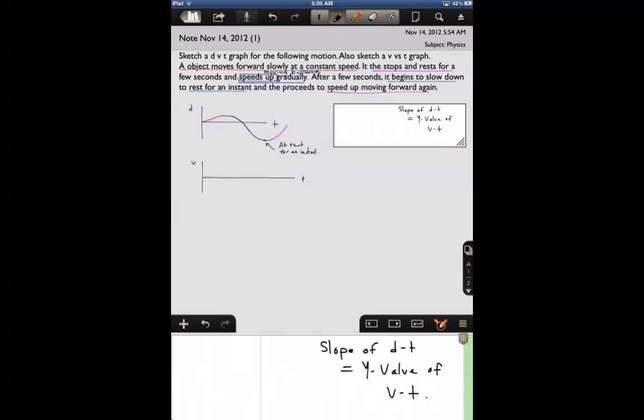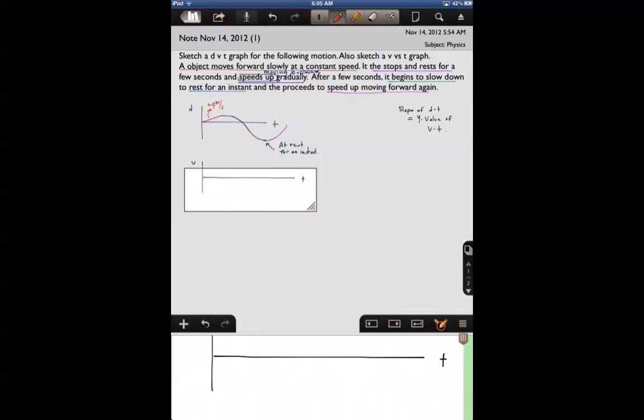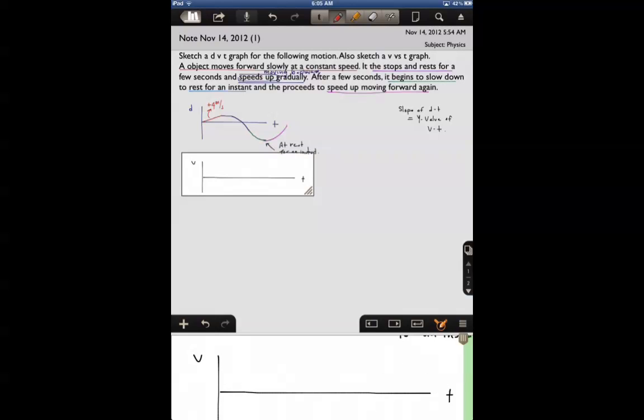So what I mean by that is, imagine I put numbers on this. If we had given the detail that the object moves forward at positive 4 meters per second, that would be a positive constant speed. When I go down to draw the velocity graph, I would draw a flat line where the value on the y-axis would be positive 4 meters per second. So the slope of the dt graph is the value of the vt graph.